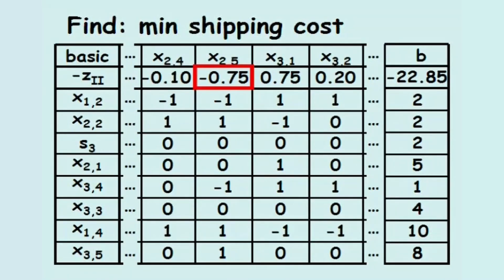As it turns out, non-basic variable X25 has the lowest reduced cost coefficient of negative 0.75. Variable X25 will enter the basis for variable X22, since 2 is the lowest positive ratio. The pivot operation involves adding 0.75 times row X25 to row Z2, adding 1 times row X25 to rows X12 and X34, and subtracting 1 times row X25 from rows X14 and X35.